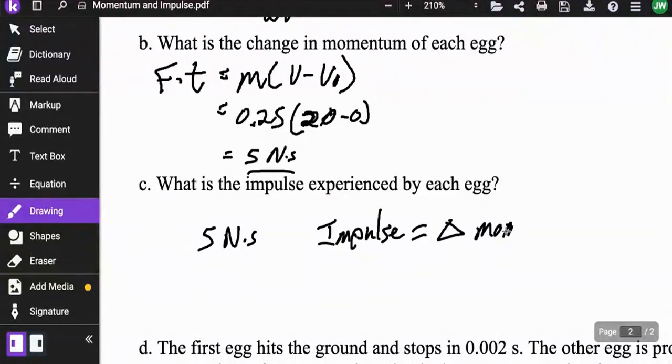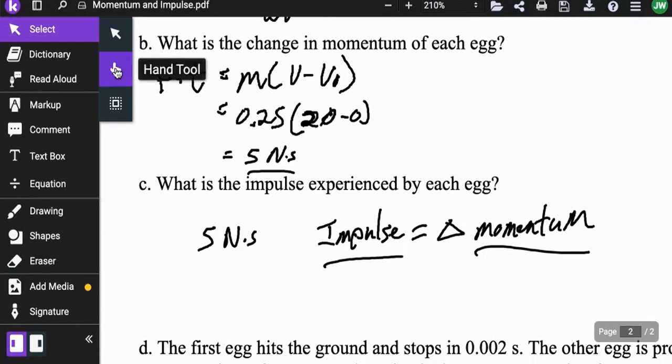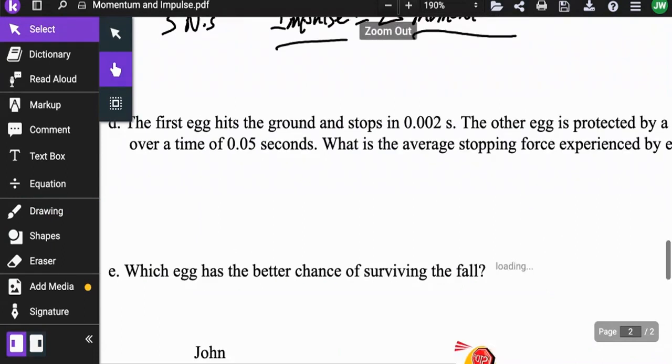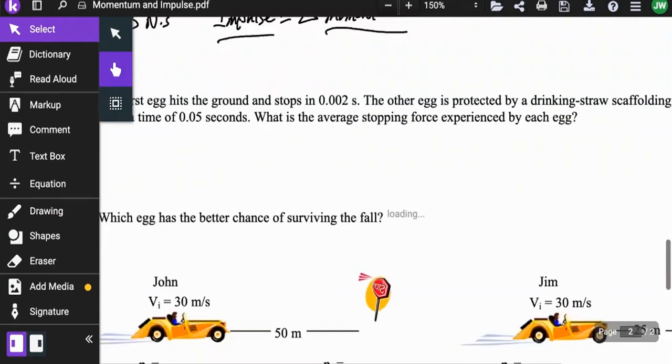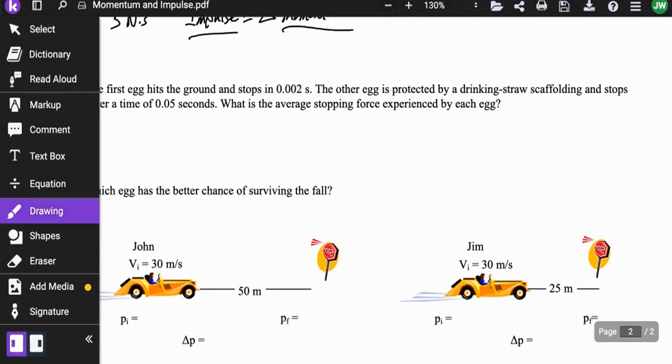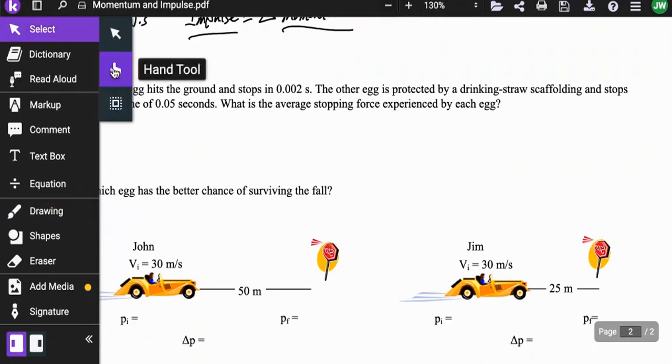Don't let it fool you. If you prefer one over the other, if you see the opposite, just scratch it out and write in the one you prefer, because they are the same thing. Looking at D, the first egg hits the ground and stops in 0.002 seconds. The other egg is protected by a drinking straw scaffolding and stops over a time of 0.05 seconds.